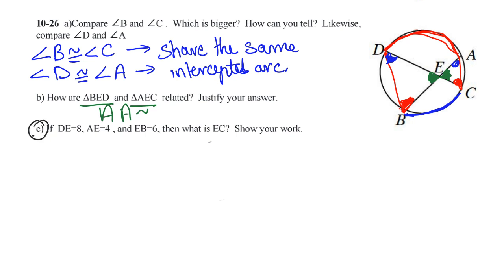Now, let's put more of the information from C. DE is equal to 8. AE is equal to 4. EB is equal to 6, and you want to find EC, which I'll name X.